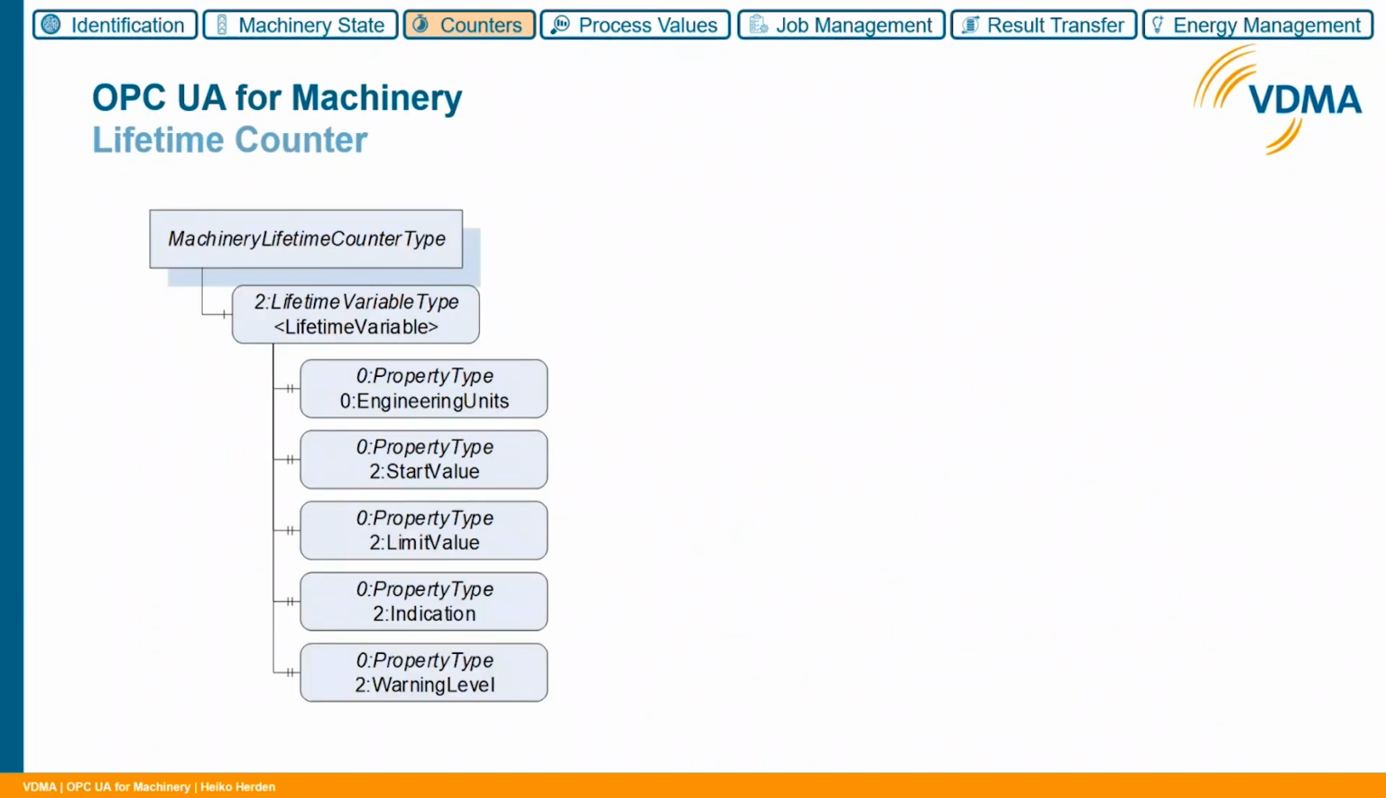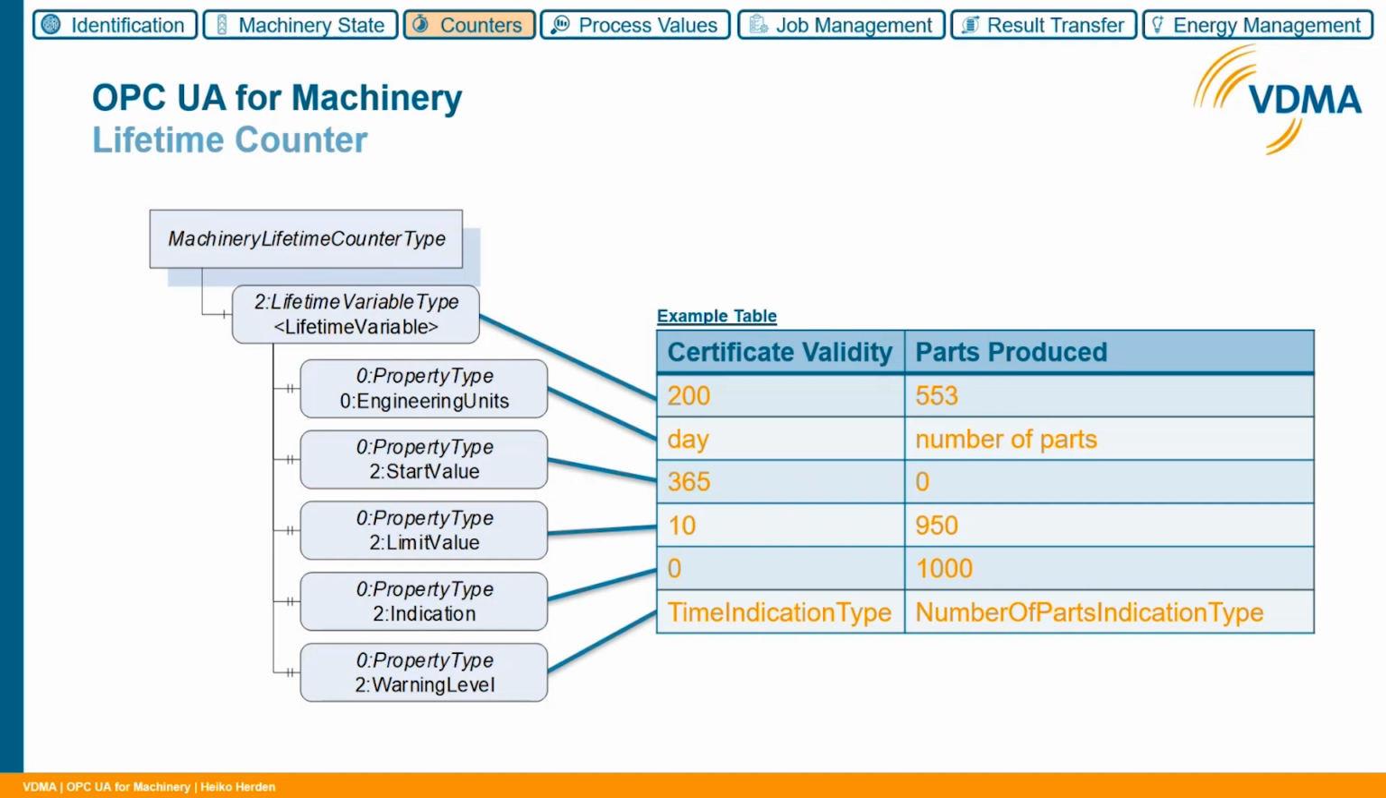Furthermore, we defined the so-called lifetime counter with different properties like engineering unit, start value, limit value, indication, and warning level. And to bring it a bit clearer to you, I brought this example, or actually it's two examples. It's one example where I have a software license that is valid for 1 year, so 365 days. And on the other hand, I have a tool which can be used to produce 1,000 parts.